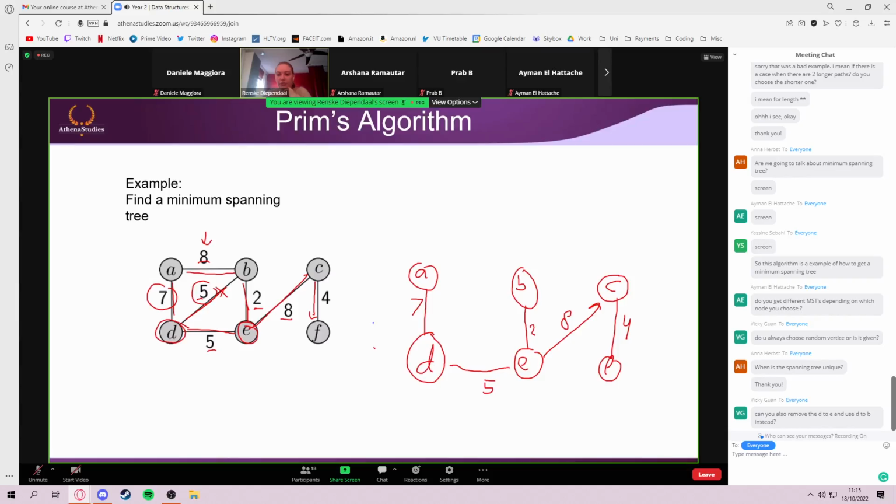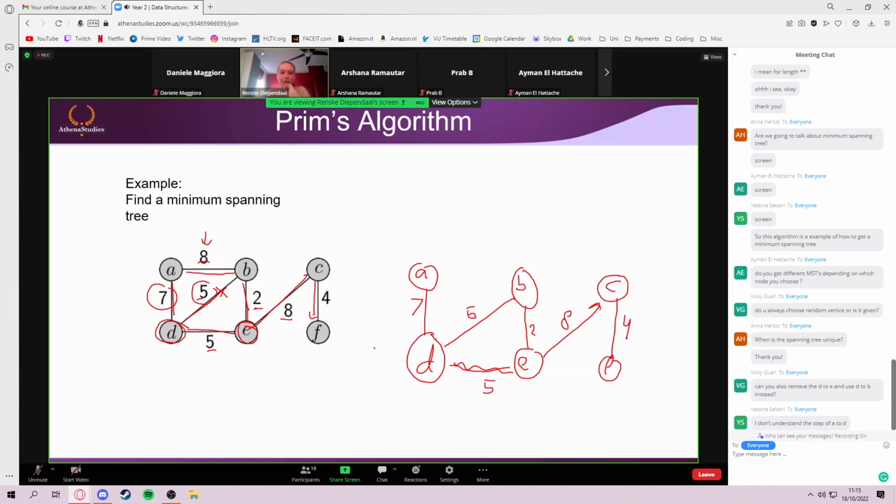Can you also remove the D to E and use D to B instead? Yep, because they both have the same weight, right? So we could have made that choice in the beginning as well. So because they both have the same weight, these are both minimum spanning trees. They just look different. Yeah, so that's Prim's algorithm.